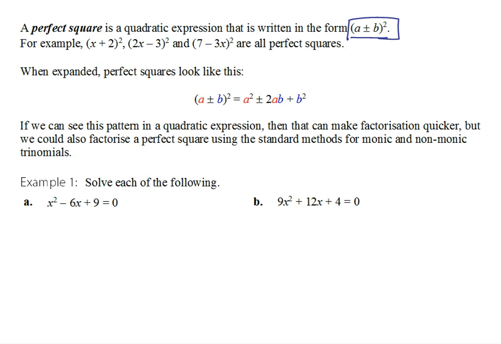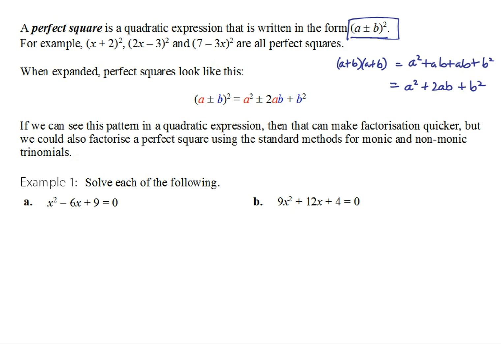When we look at perfect squares, if we expand out a perfect square, we get the following expansion. And you'll see you can do that quickly yourself. If you have (a + b) times (a + b), you're going to get a times a, which is a squared, a times b, which is ab, b times a, which is ab, and b times b, which is b squared. And so we get a squared plus 2 lots of ab plus b squared.